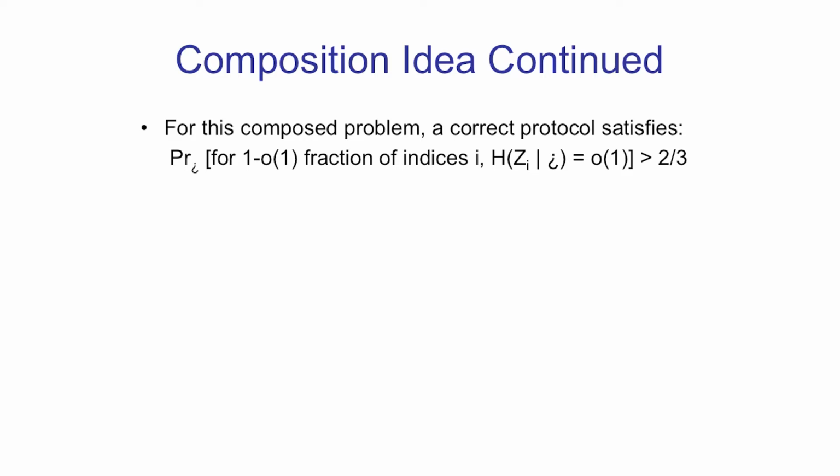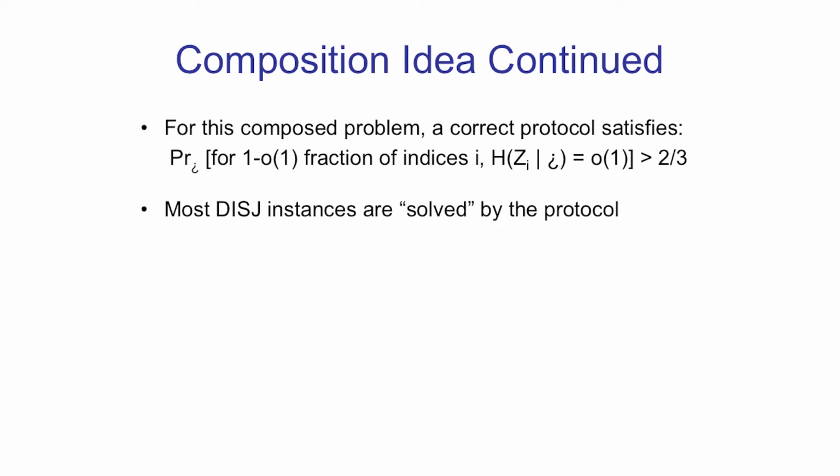But what does it mean for the entropy of this bit Zi to be reduced? What does it mean for Zi to be mostly determined from the transcript? Intuitively, it means that most of these disjointness instances are actually solved by the protocol. I can look at the transcript, and I can figure out what Zi was. And so I actually solved the ith disjointness instance. Okay. So how do you formalize this? Or how do you get a lower bound out of it?